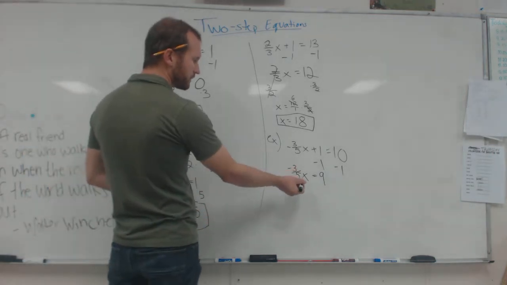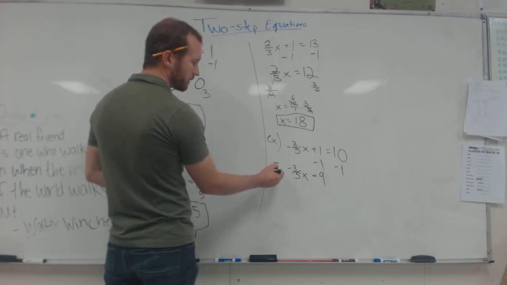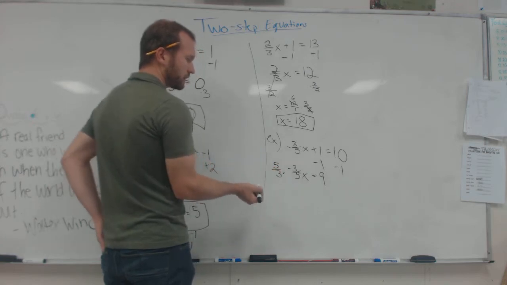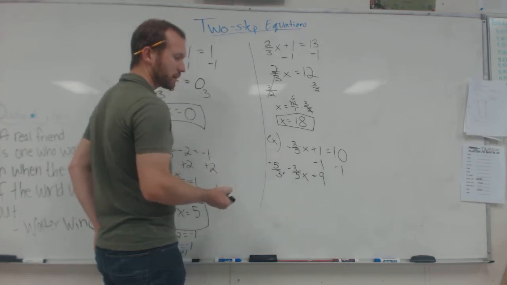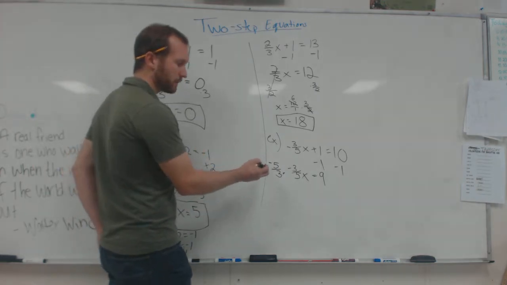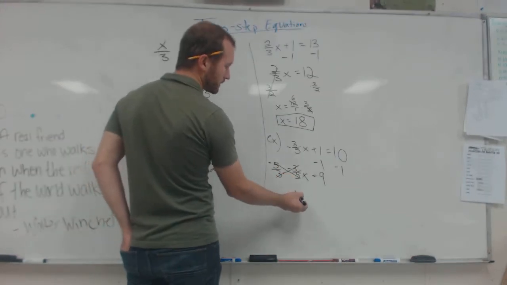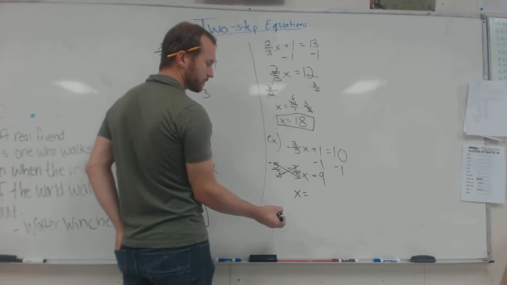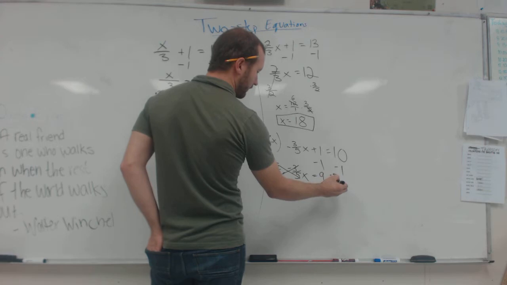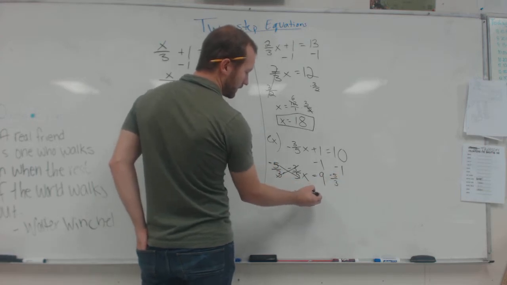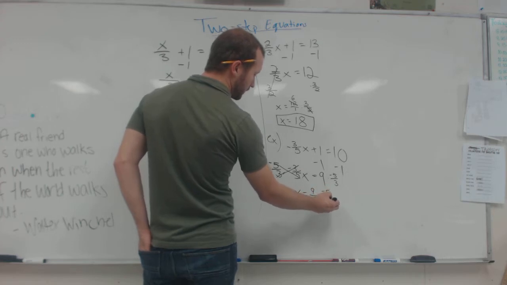So I have 3/5 times x. I want to multiply by the reciprocal. The trick is it's negative 3/5, so my reciprocal is still going to be negative. So I have negative times a negative equals a positive x. And then I have 9 times negative 5/3.